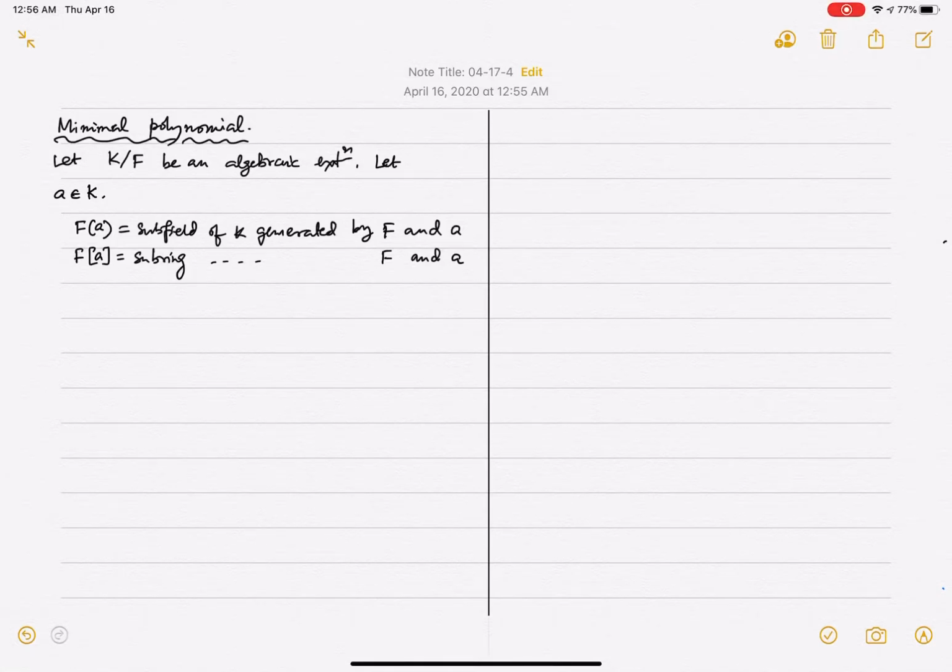Let's pick up where we left off. We have an algebraic extension K over F, meaning every element of K satisfies some polynomial equation over F. I want to understand the simplest kind of such extensions.